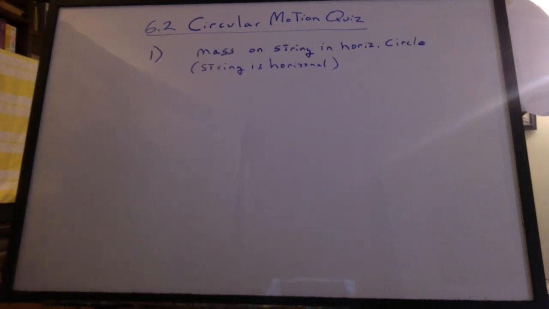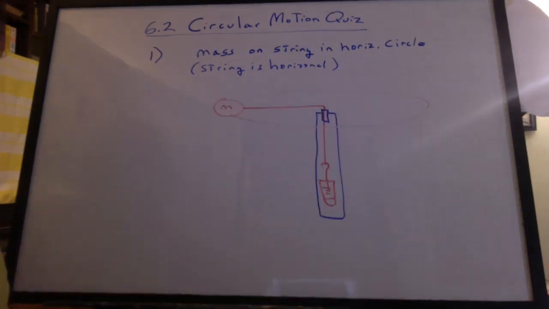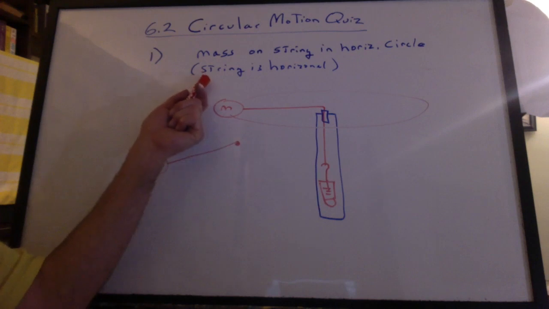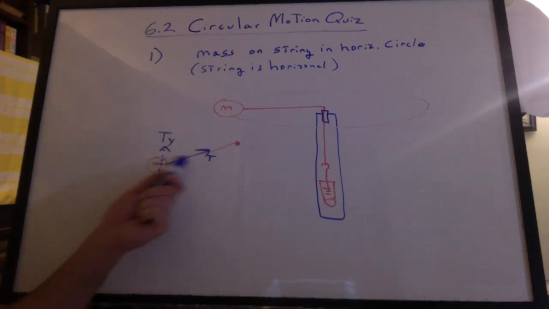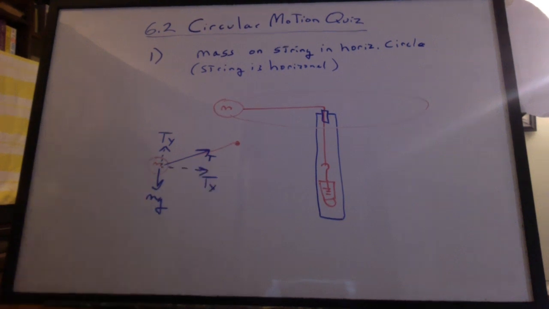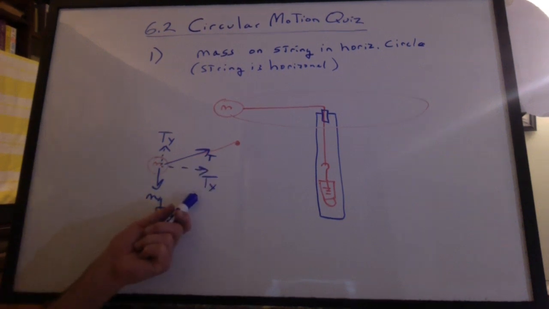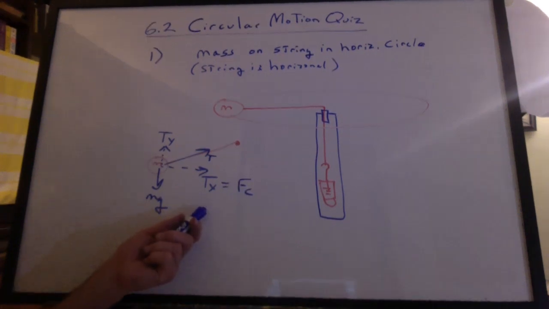Let's look at a first problem with a mass on a string in a horizontal circle where the string is horizontal. It's what we did in lab. Now we're making an approximation that the string is horizontal. In actuality, it has to hang down a little bit so that the tension in the string can generate a y component. That y component stops the weight from falling. What's left is the tension in the x direction, producing the FC.